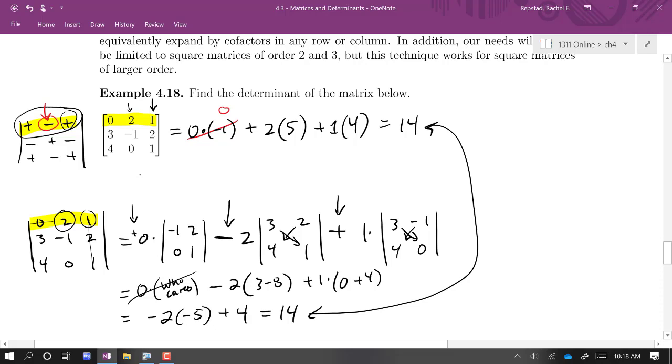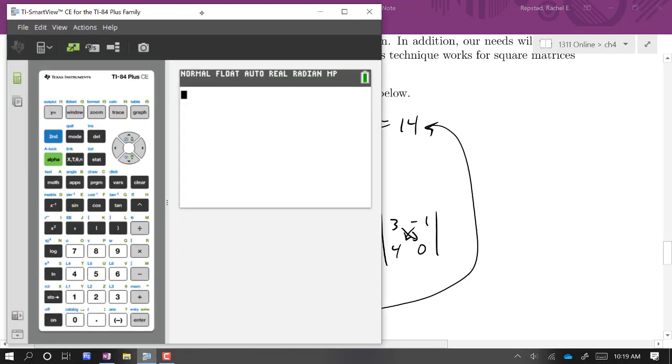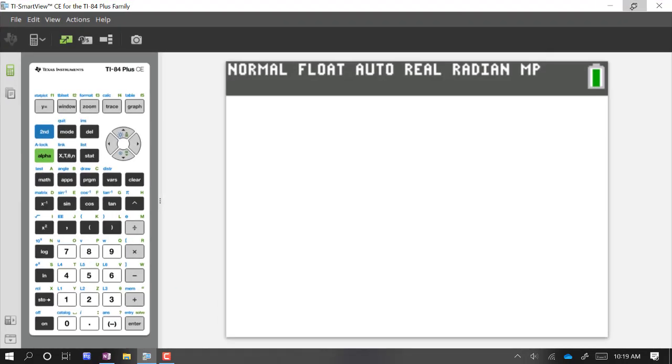Please note that when I'm asking you to find determinants, you'll probably see the instructions "evaluate the determinant by expanding by cofactors." And so you need to use this technique that we've been learning. But the calculator is a great way to check our results.